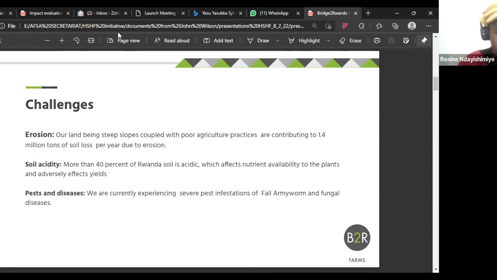pest infestations, much like the people in Chimanimani. We have an issue of fall armyworm and different fungal diseases, depending on the crops that people are growing. And I will talk more about these challenges vis-a-vis the different principles that we have learned, and how these different challenges pose an issue or an opportunity for the principles from APCNF.